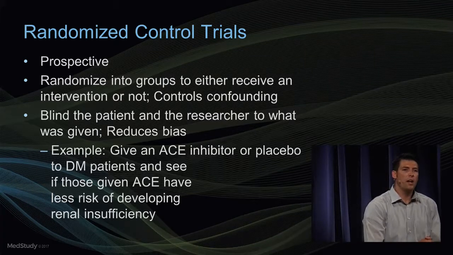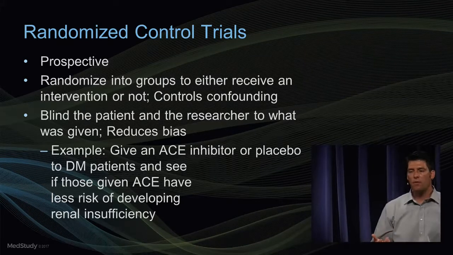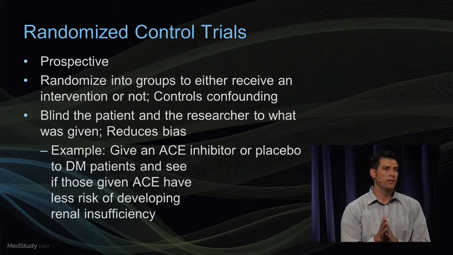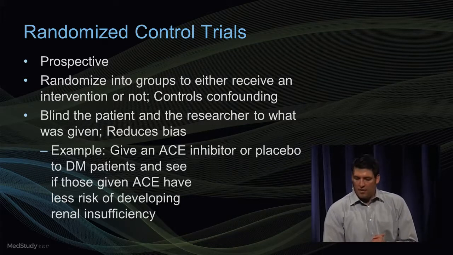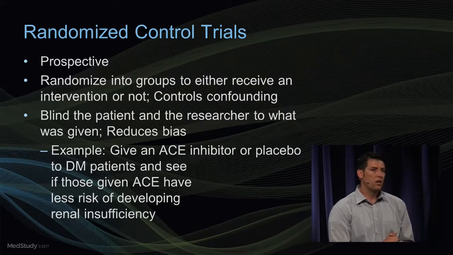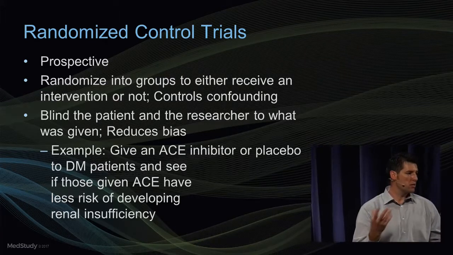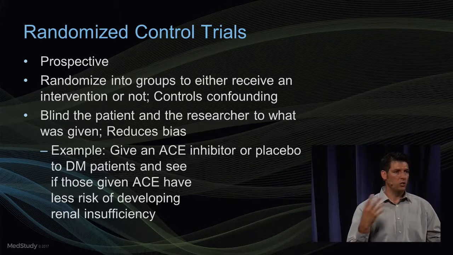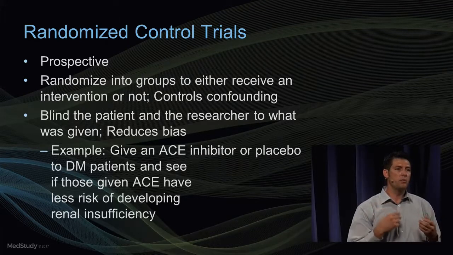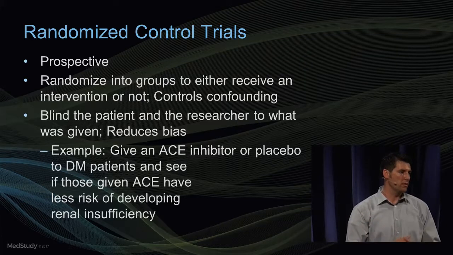Randomized controlled trials. These are the strongest type of studies we can do. These are typically prospective, so as subjects come in, we have 2 treatments, a control and a treatment. And we want to randomly assign subjects as they come in to these 2 different treatments.